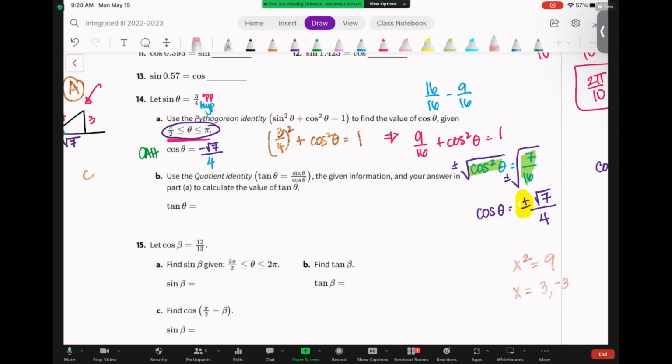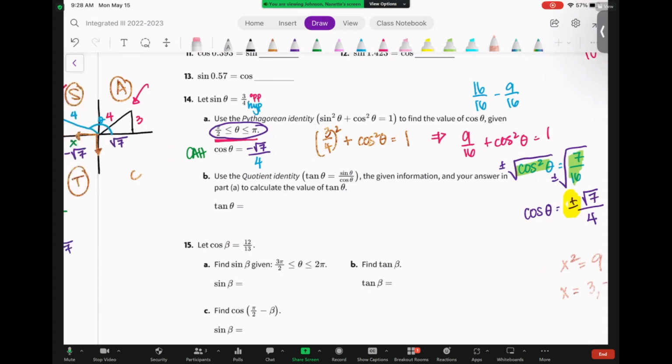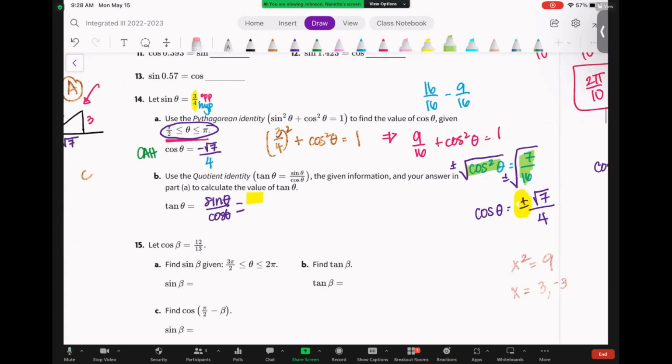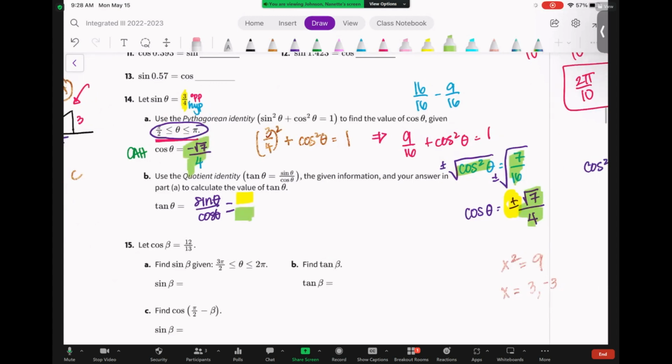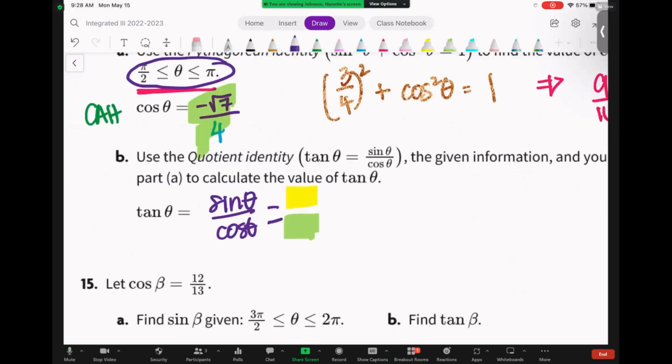Part B says use the quotient identity tangent of theta, sine theta over cosine theta, for the given information to find your answer in part A to calculate tan theta. So they're saying, okay, fine. Since tan theta is sine theta over cosine theta, that means that I could put the sine that I have right here. Let me highlight this guy. I could take the sine and put it right here. And I could take the cosine, which I found over here, and put it down here. So, but it's going to be a fraction. It's going to be a little bit on the messy side, so just stay with me.